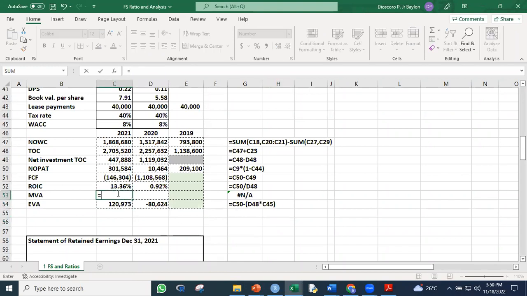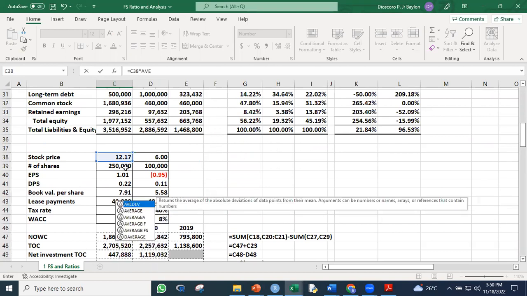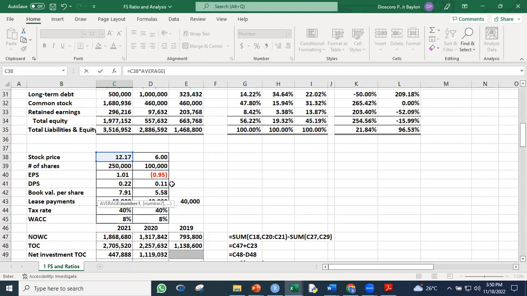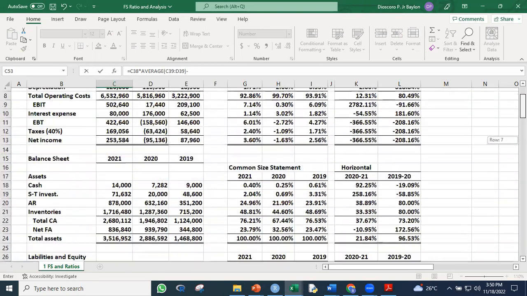And then lastly, yung MVA natin is simply comparing your market value. So magkano yung share price natin ngayon multiplied by the number of shares. Actually, dapat kukunin natin yung average ng shares, no? Okay, and then we subtract the book value. Magkano ba yung book value natin yun? Total common equity.